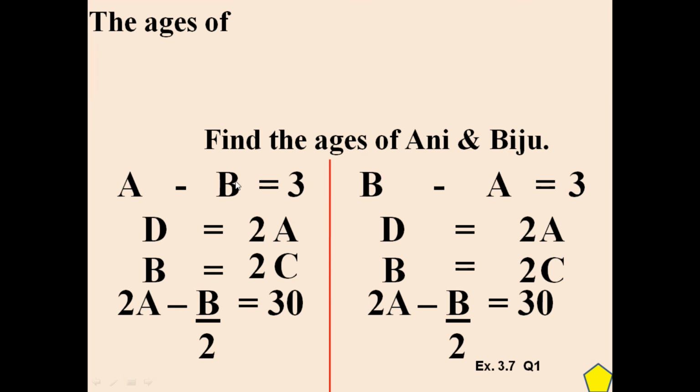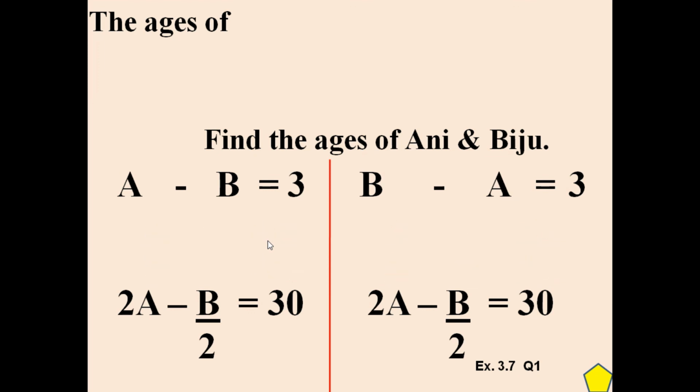Now, our first equation and the fourth equation are in A and B. So we do not need the second and third equation now, so we can ignore them. Solve these two equations, get the value of A and B. So there will be 2 sets of answers. There will be an answer set here to case 1 when Ani is elder to Biju, and there will be another set of answers here where Biju is elder to Ani.